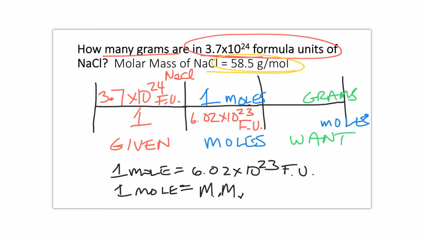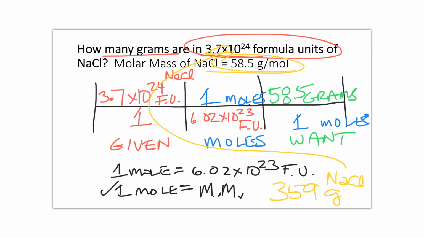Now we go back over to this one right here, and we have to write in the correct numbers for that. So 1 mole, remember the number follows the unit, is 58.5 grams. And now it's just multiply and divide like we did before. And if you do this, you get 359. I'm going to put that in a different color. Let's put that in yellow. 359 grams of NaCl is in that many formula units.